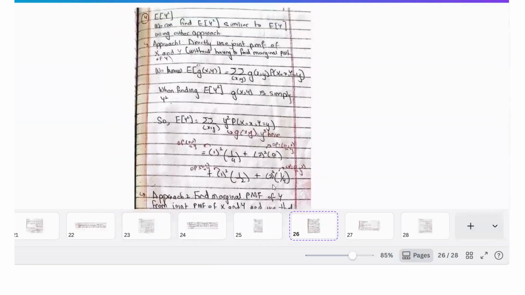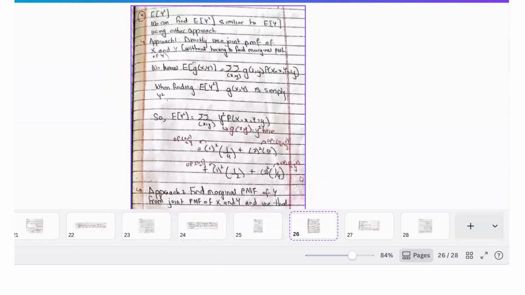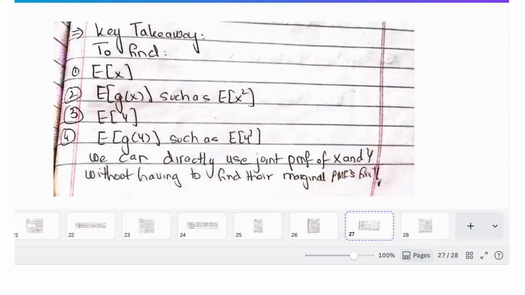And approach 2 would have been, okay, we could have first found the marginal PMF of y and used that to find expected value y square. But like we know from approach 1, you don't need the marginal PMF of y. You don't need to first find the marginal PMF of y from the joint PMF of x and y. We can just directly find expected value y square as well.